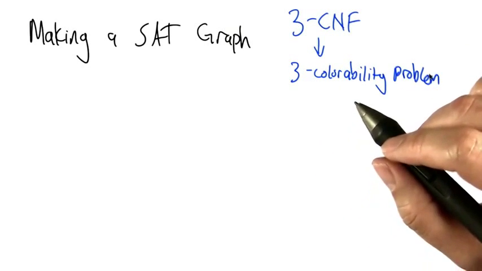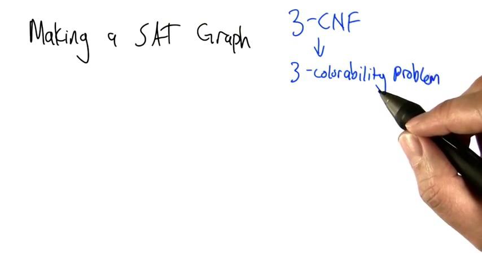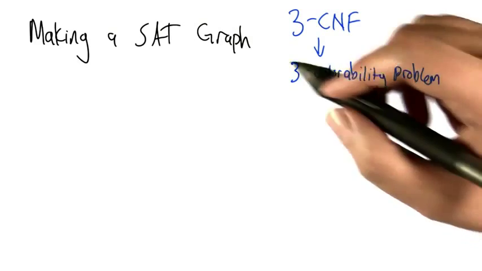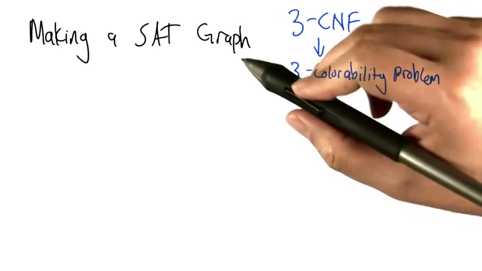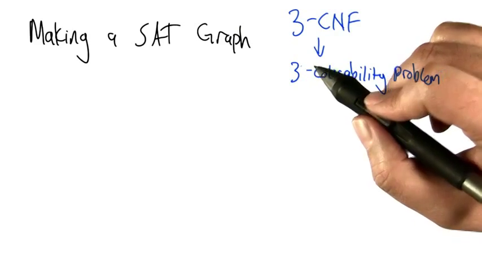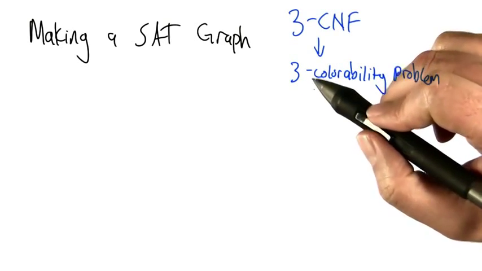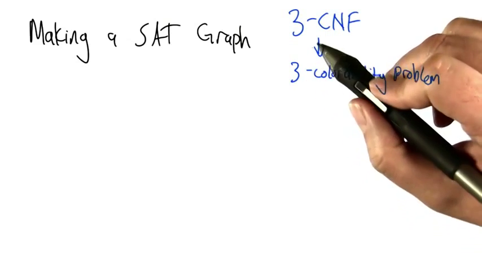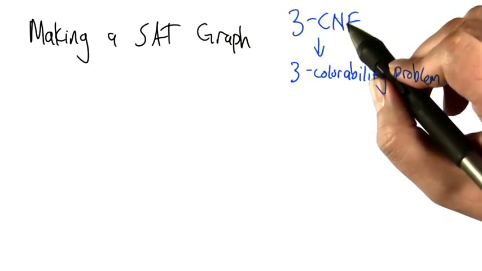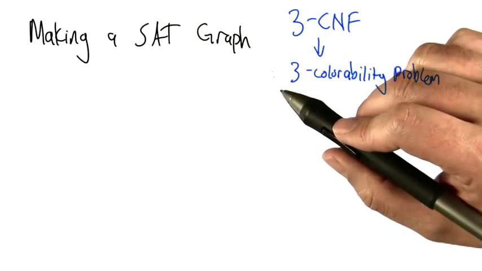All right, so to do the last little bit of this proof, to show that 3 colorability is NP-hard, we're going to show that if we had the ability to solve 3 colorability problems in polynomial time, then we could solve 3 SAT problems in polynomial time as well.